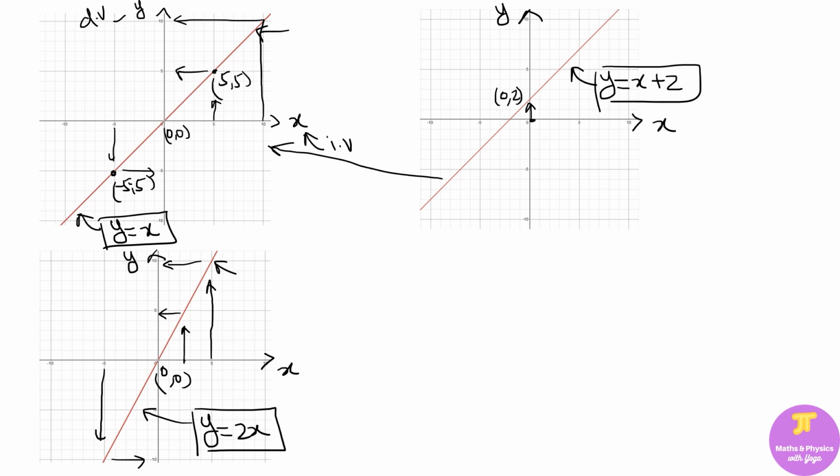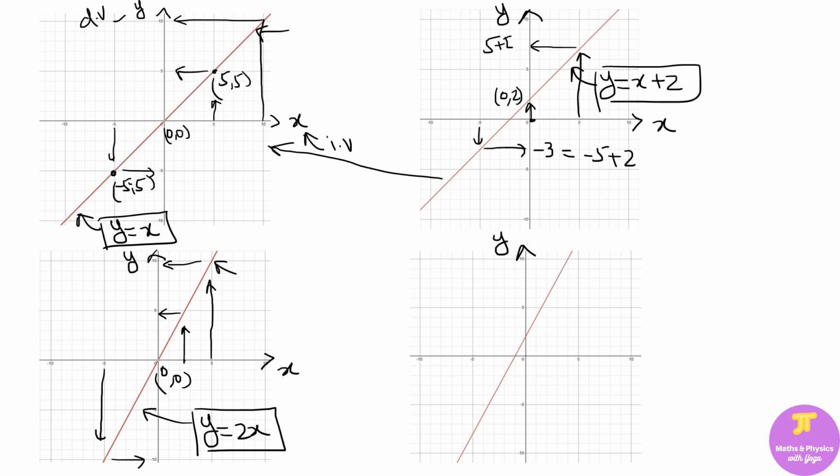We can check whether it is true or not. For example, when x is 5, y is 7, which is 5 plus 2, right? If you look here, when x is -5, y is -3, which is -5 plus 2. So y is shifted by 2 units upwards. Let's look at another example.